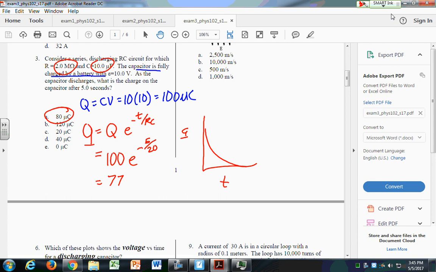Just make sure you know how to use the exponential. That's really my main thing. And be able to identify the graphs. I think that's all you saw on that test with RC circuits.